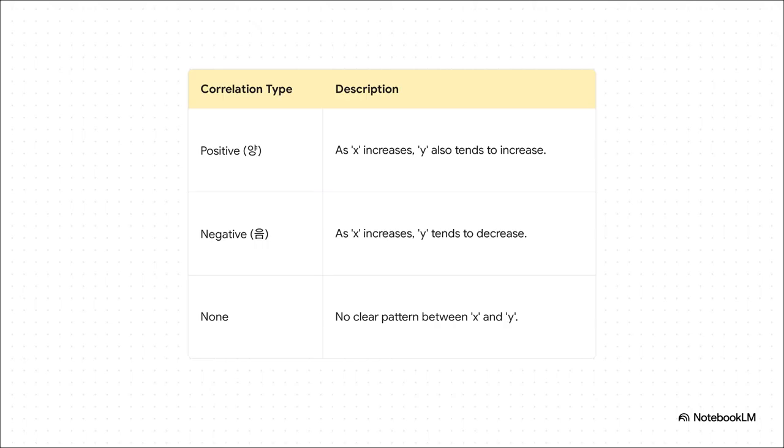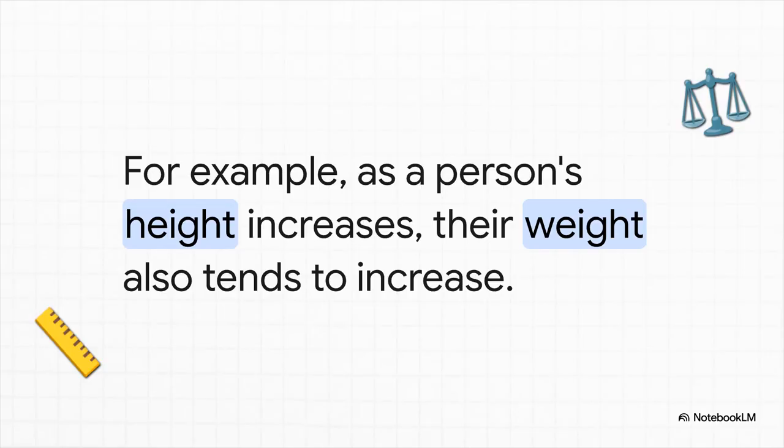And we can see these patterns almost instantly using a simple chart called a scatter plot. Here's a classic example for you. If we were to plot a bunch of people's height on one axis and their weight on the other, we'd almost certainly see this kind of upward trend. Taller people tend to weigh more. As height increases, weight tends to increase. That's a positive correlation. You can see how the dots form a pretty clear upward sloping line.